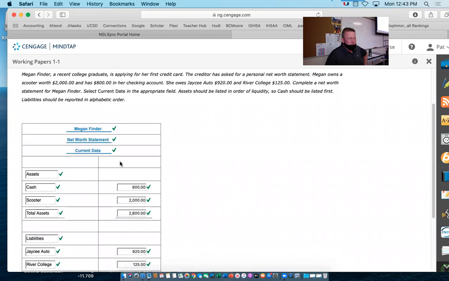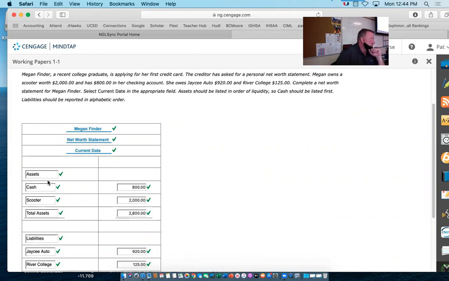So who is this? What is it? When is it? That is the heading. Who is it? Just click on that down arrow. It's Megan Finder. You know that from the directions. What is it? It's a net worth statement. We just went over one. When is it? Current date, because they don't have a date up here. So you just choose the one that says current.